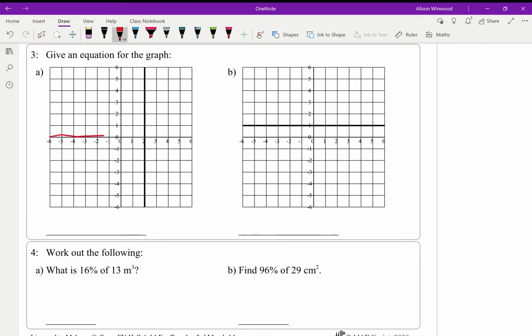This is the x-axis that it's crossing, and it's crossing at 2, so it's x equals 2. This is the y-axis that the line's crossing, and it's crossing at 1, so it's y equals 1.